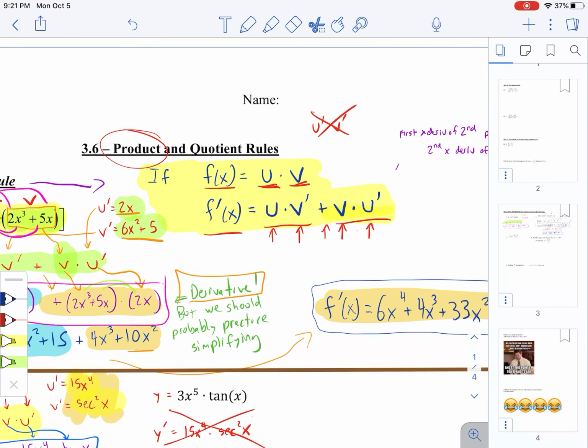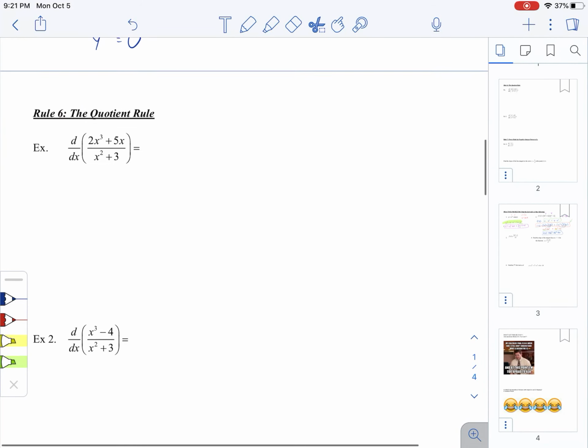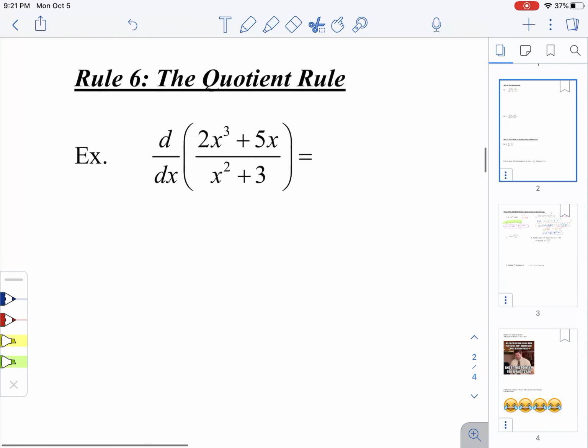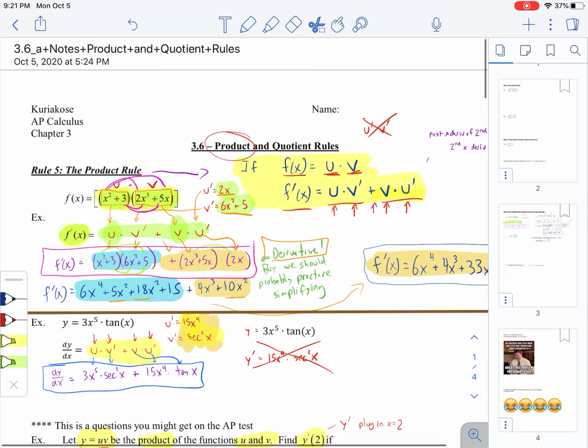Okay? Tomorrow, I'll put up a video about quotient rule, which is significantly tougher. It's another thing to memorize. That's what happens when you have the quotient of two functions. Kind of like this. You cannot take the derivative of the top and derivative of the bottom and just leave it. There's another formula. We'll talk about that tomorrow.